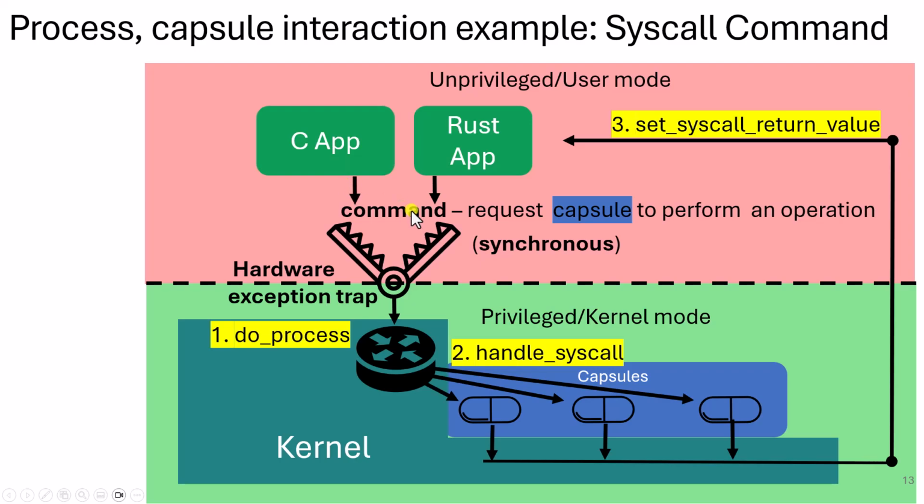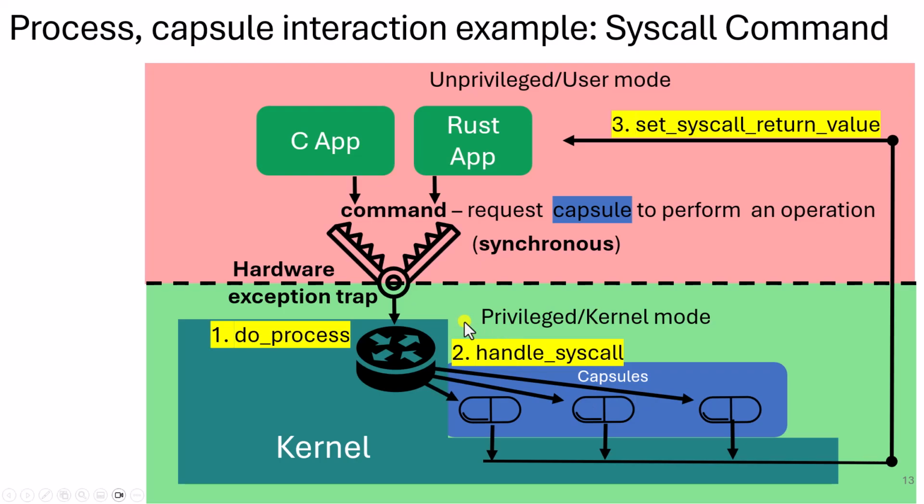But for the command, it's synchronous. So when the process issues the command, it sits there and waits until it gets back this syscall return value. Therefore, it's important that this loop happens quickly so that there's not a lot of blocking or stalling of the application. And then this can be used to set flags or trigger events that are going to be longer running.